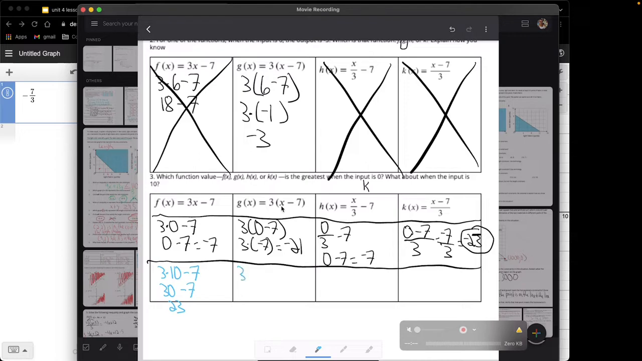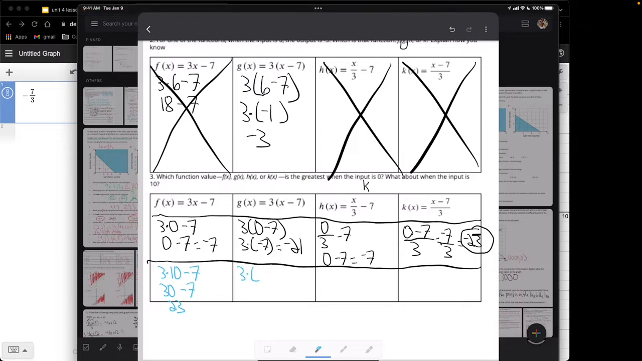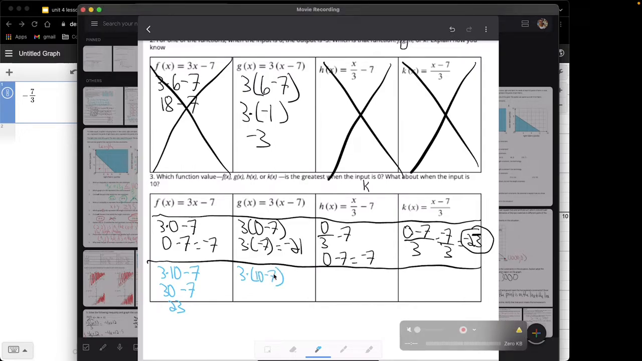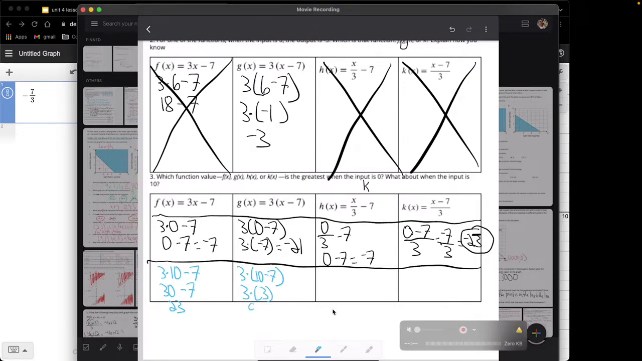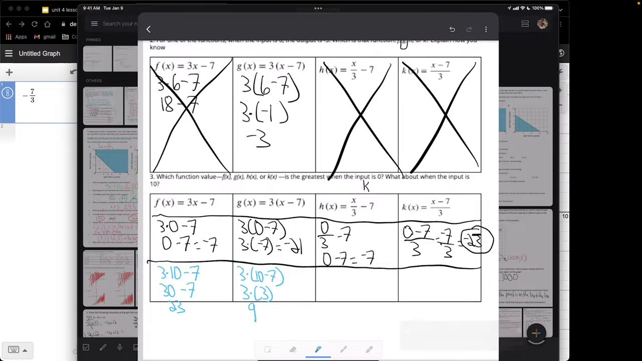So this will be 3 times parentheses 10 minus 7. So 10 minus 7, remember PEMDAS, we always do parentheses first. 10 minus 7 is 3. So this is really 3 times 3, which is 9.